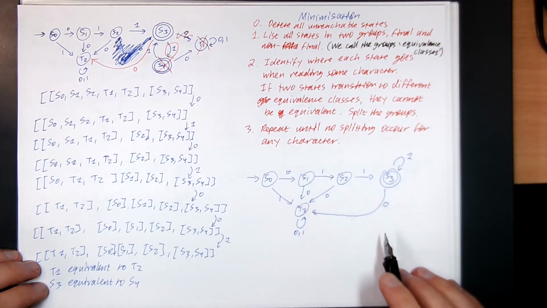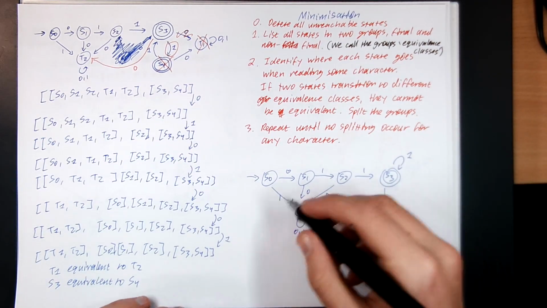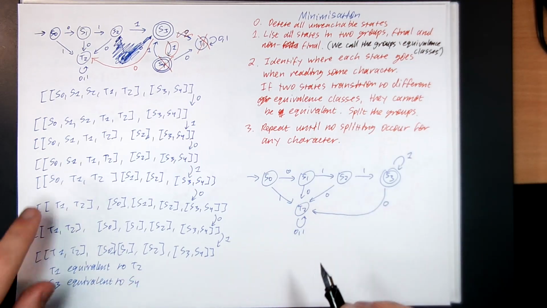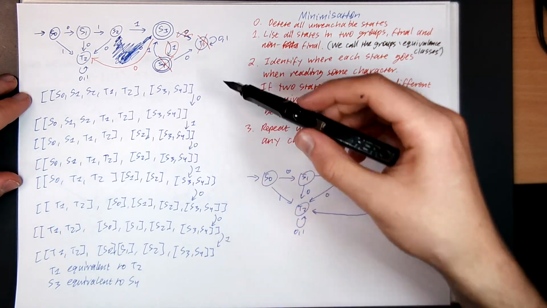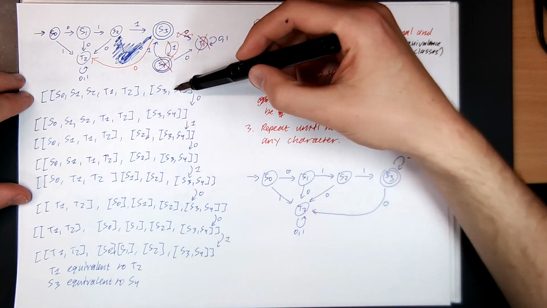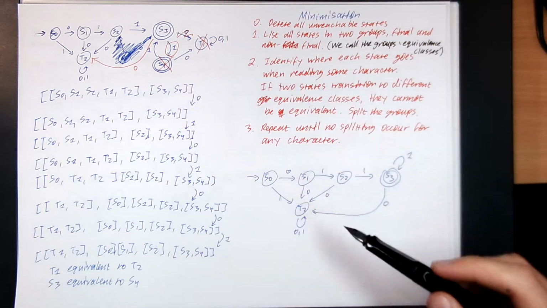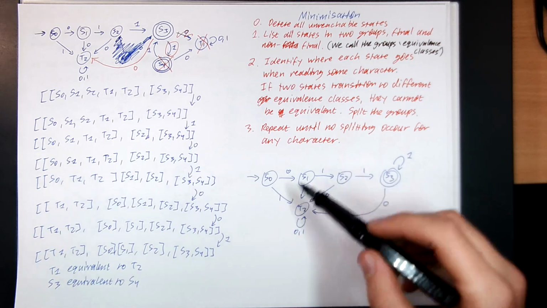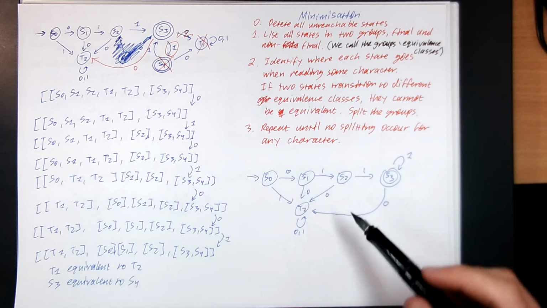Sorry, I beg your pardon. If I try to run minimization, it'll be basically the same algorithm, but if I was missing T1 and missing S3, you'll basically split all the states up into singletons. So that means this DFA here truly is the minimal DFA for this language.